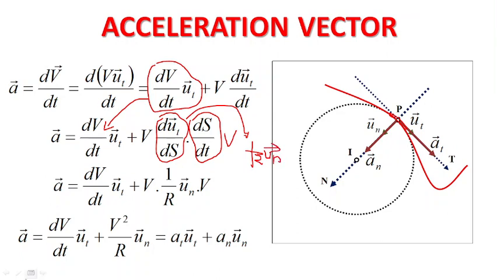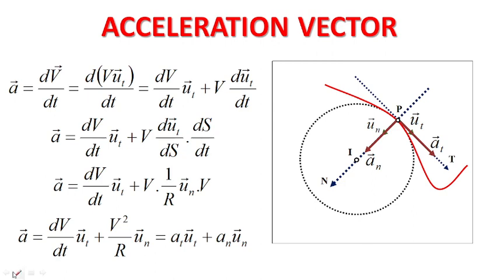a equals dv by dt ut plus v times dut by ds times ds by dt. We said that dut by ds is 1 over r un, and ds by dt equals v. So a equals dv by dt ut plus v squared over r un. Now, at, the tangential acceleration, is the derivative of speed with respect to time, and an is v squared over r.